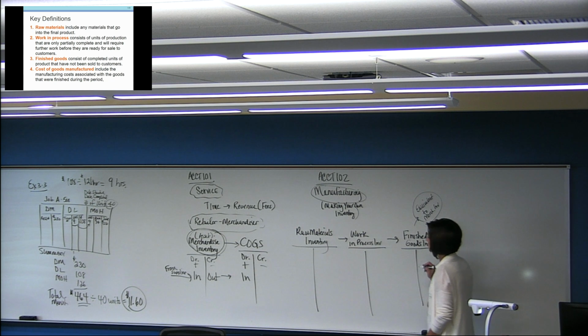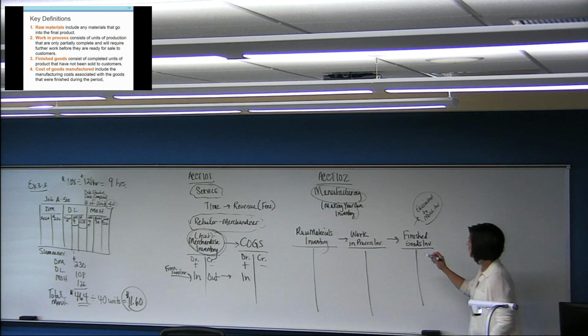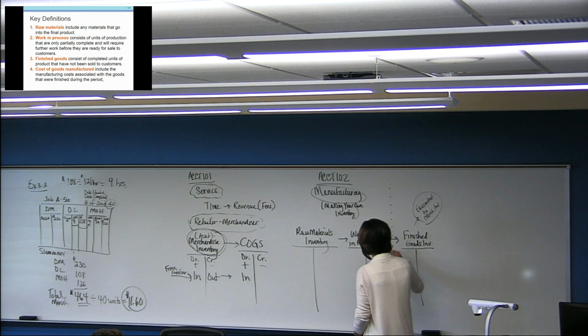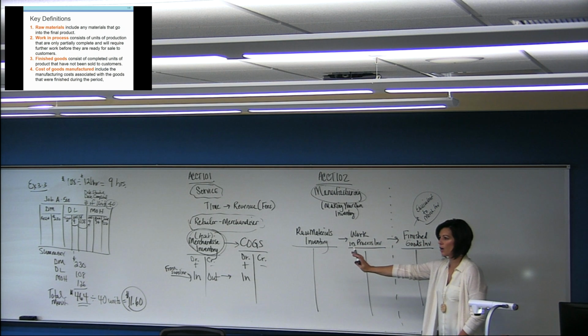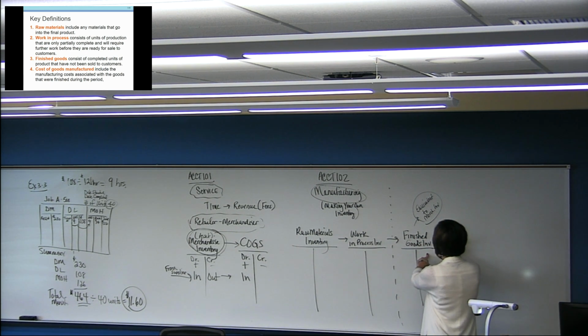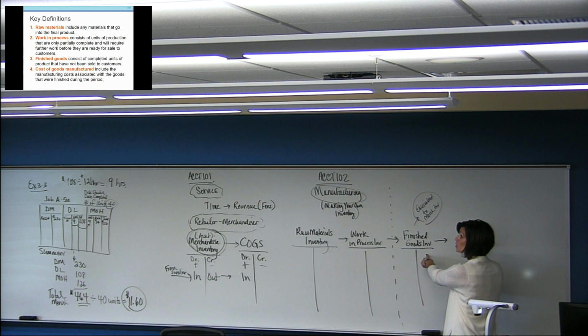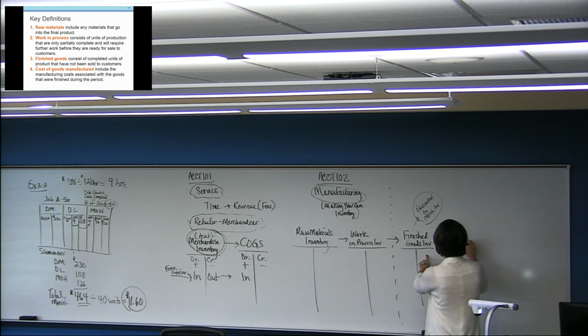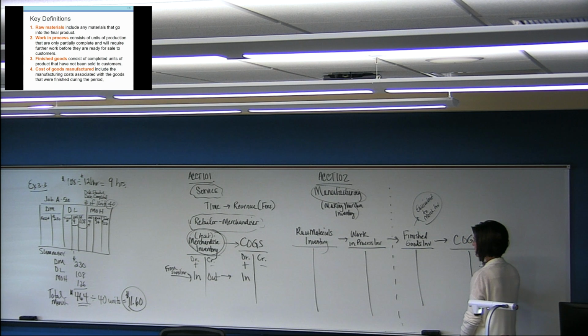Does that make sense? So really, look, this part of the process is added on that we haven't had before, because what happens here is finished goods eventually get sold, right? And they become cost of goods sold too. All right? They eventually get sold and they become cost of goods sold as well.